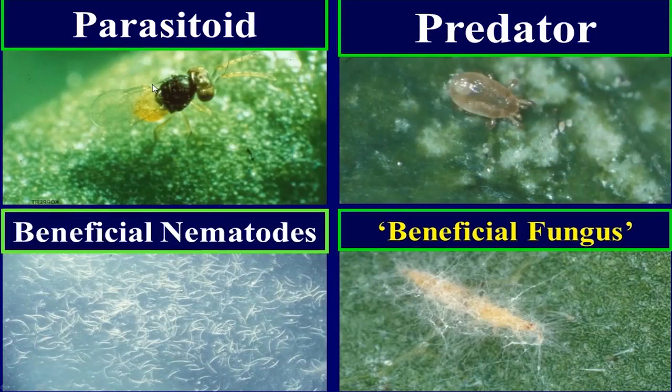So in this image, here's a parasitoid on the top left. That's Encarsia formosa, a greenhouse whitefly parasitoid. And on the top right is Neoseiulus cucumeris. That's a predatory mite of western flower thrips. On the bottom left are beneficial nematodes.